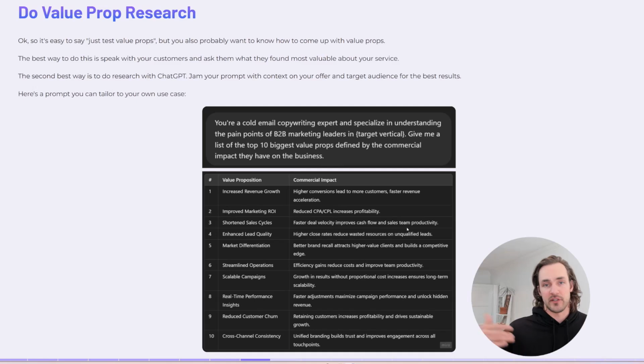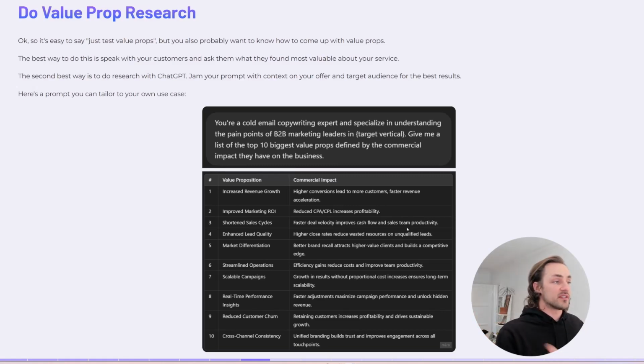And if you know that, then you're going to have a really good jump start on getting a campaign that works. If you don't have this, or you're looking for additional creative ways to come up with new value propositions, you can just do research with ChatGPT. So you'll prompt it and jam your prompt with as much context around your offer and your target audience as possible. This is going to get you the best results and the most specific kind of value propositions.